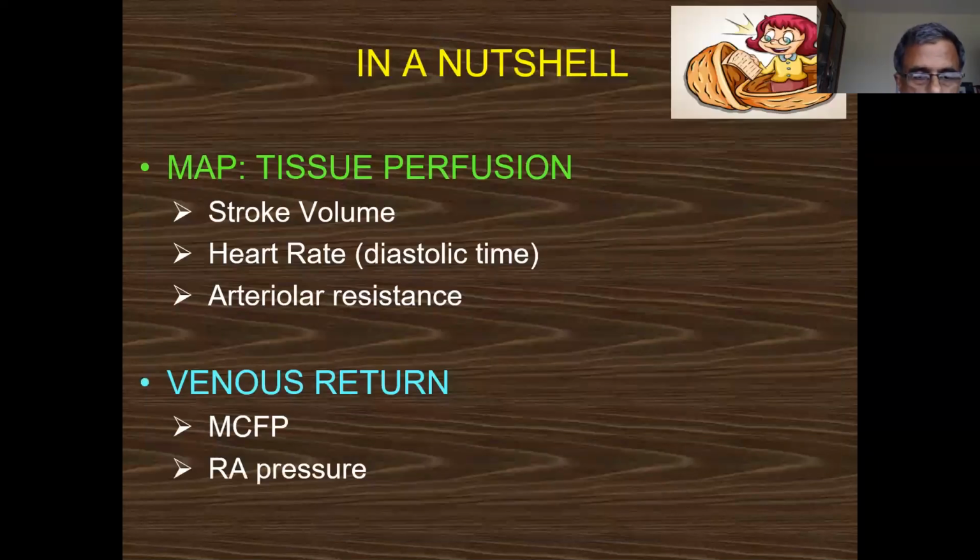In a nutshell, MAP, depending on stroke volume, heart rate, and arterial resistance, decides tissue perfusion. Venous return depends on your RA pressure and your mean circulatory filling pressure, which depends on your stressed volume.